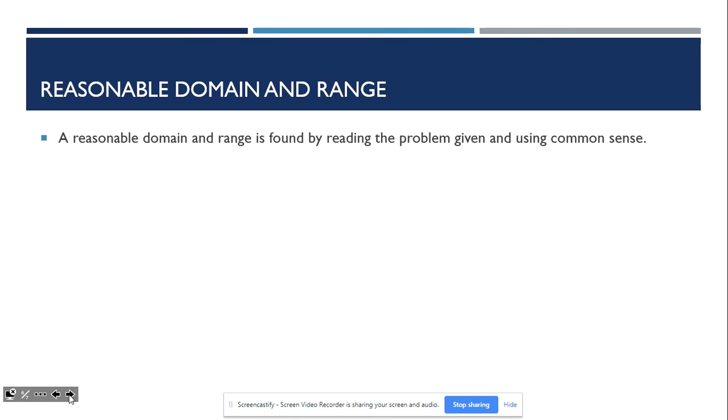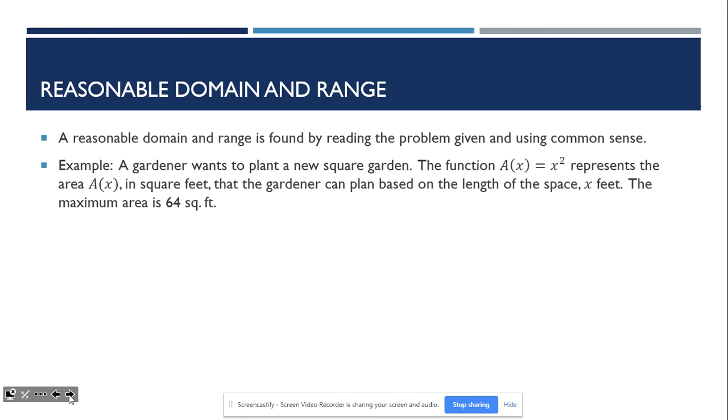Let's talk about a reasonable domain and range. And that's typically found by reading your problem, interpreting the problem, and then using common sense. Here's an example. A gardener wants to plant a new square garden. Now we're talking about a garden, and we're talking about really a geometric shape when we talk about a square. We have a function A of x equals x squared that represents the area A of x in square feet based on the length of the space x feet.